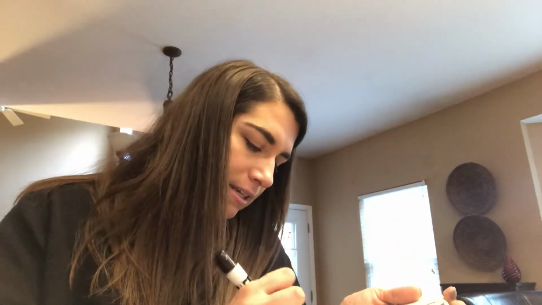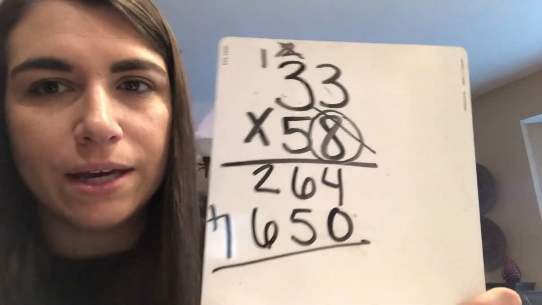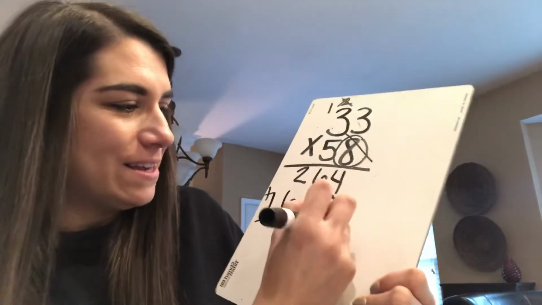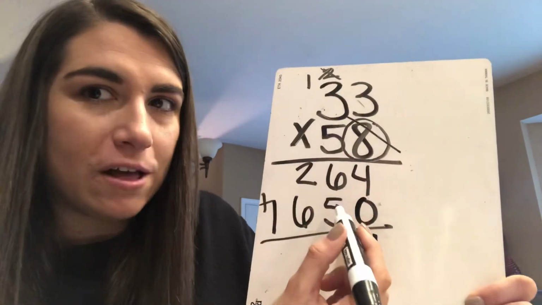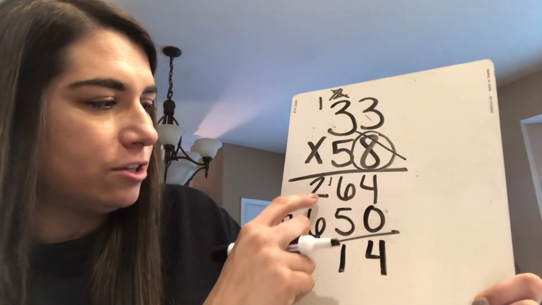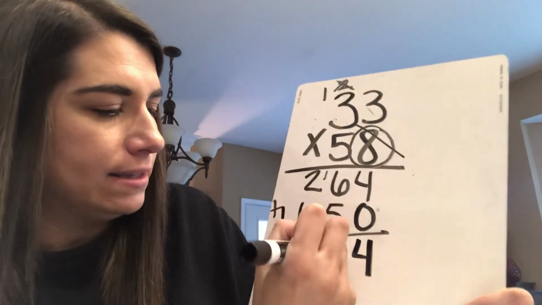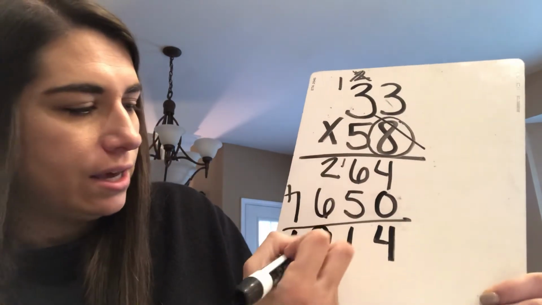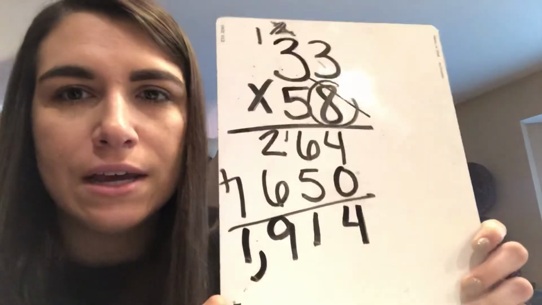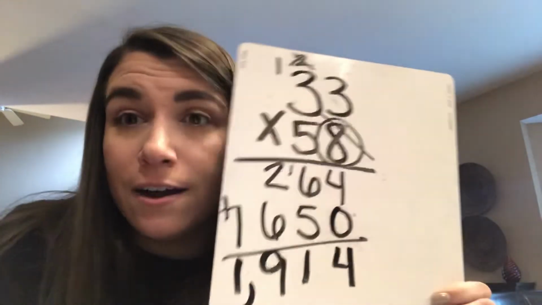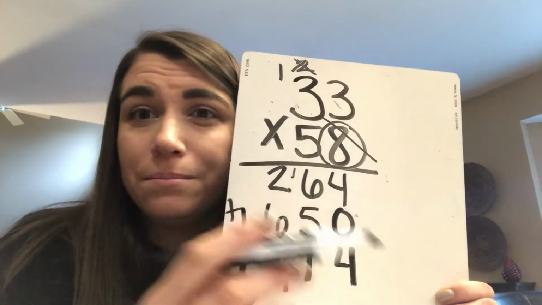So I write my 16 down and I'm going to add. Anyway, so 4 plus 0 is 4. 6 plus 5 is 11. I carry my 1. 6 plus 2 is 8. Plus 1 is 9. And then I have my 1 and I just drop it down because 1 plus 0 is 1. So I get 1,914.